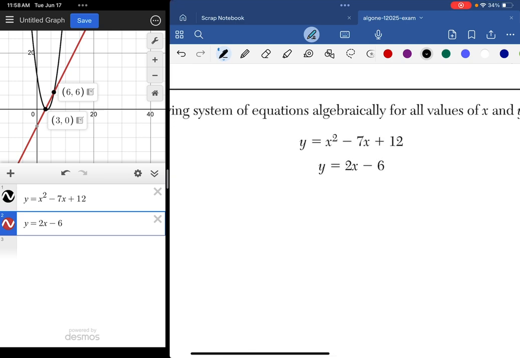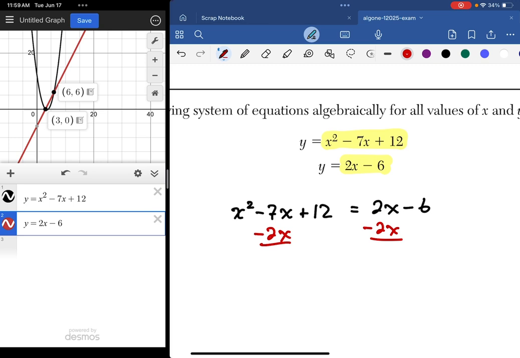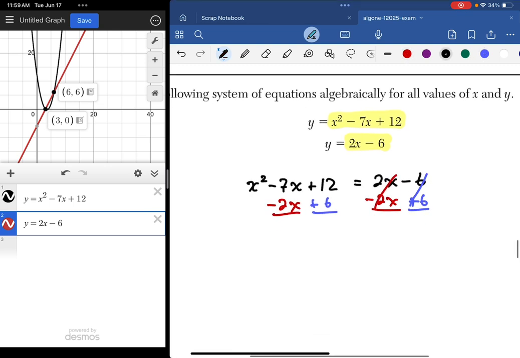Both equations are equal to y, so we could write them as equal to each other. That's the substitution part of it. So I'll make this equal to this. Because it's quadratic, we need to get everything over to the same side. Match up your like terms. The right-hand side is just going to be a 0. The left-hand side, x squared minus 9x plus 18.